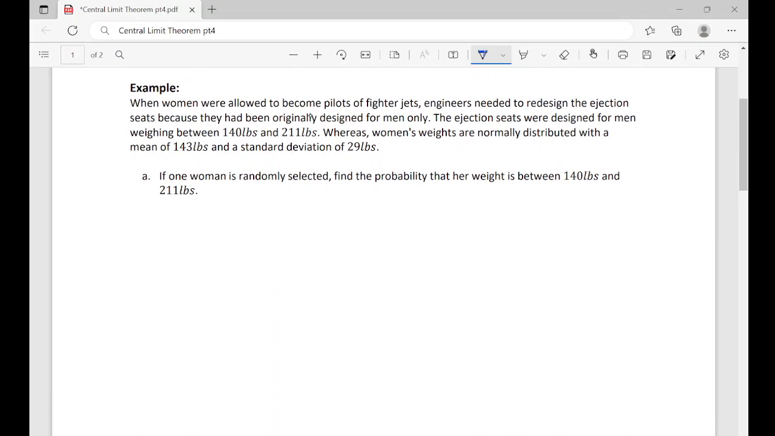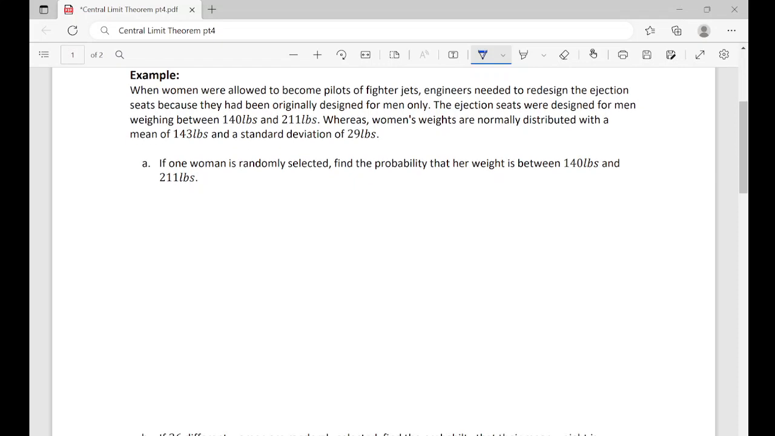When women were allowed to become pilots for fighter jets, engineers needed to redesign the ejection seats because they had been originally designed for men only. The ejection seats were designed for men weighing between 140 and 211 pounds, whereas women's weights are normally distributed with a mean of 143 pounds and a standard deviation of 29. So knowing all that, if one woman is randomly selected, find the probability that her weight is between 140 and 211 pounds. So like with all of them, we're going to find our mean and standard deviation first.